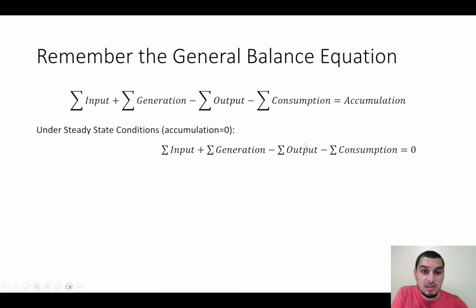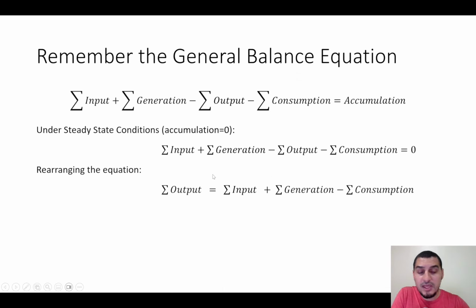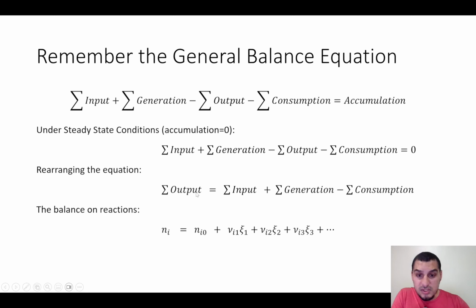And we said that the terms for generation and consumption represent the reactions. If we have moles generated due to reaction or moles consumed due to the reaction, these terms account for them. So if you look at this equation, you can rearrange it to be the sum of the output equals the input plus generation minus consumption. If you compare this equation to the equation that we found after the derivation in the previous slide, you'd see that it's exactly the same.